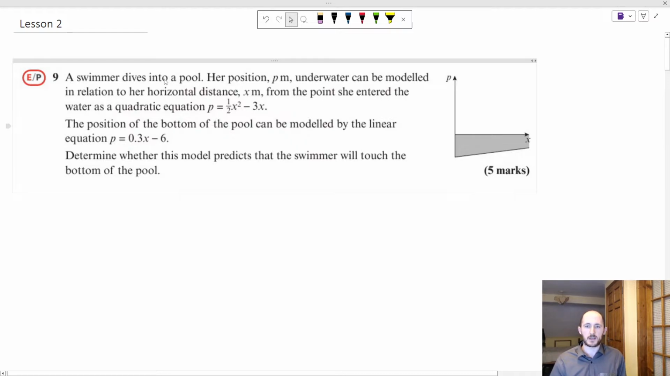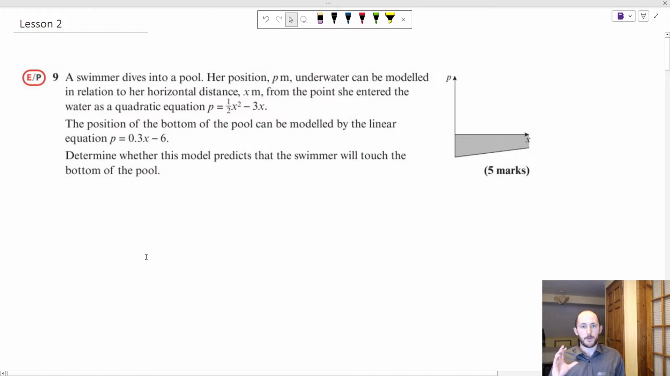So a swimmer dives into a pool. Her position P underwater can be modelled in relation to a horizontal distance as a quadratic equation. So it's going to look like a big U. So she jumps in, it's like a U shape. The position of the bottom of the pool is a linear equation, because as you can see, it's a straight line, right? So the actual bottom of the pool is linear. Determine whether this model predicts that the swimmer will touch the bottom of the pool.